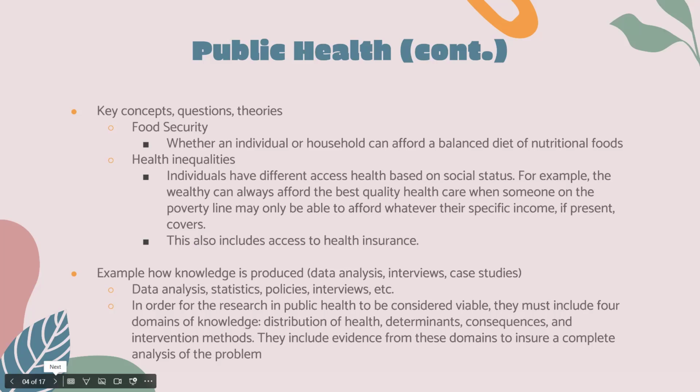Some examples of how public health produces knowledge is through data analysis, statistics, policies, interviews, stuff like that. They use both qualitative and quantitative data. And in order for the research in public health to be considered viable, they must include four domains of knowledge, which include distribution of health, determinants, consequences, and intervention methods.